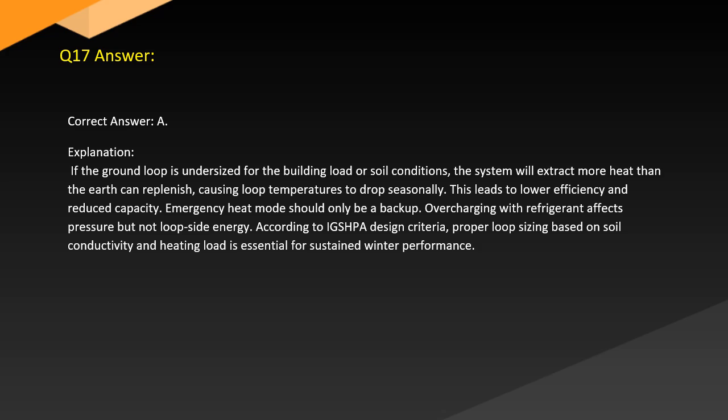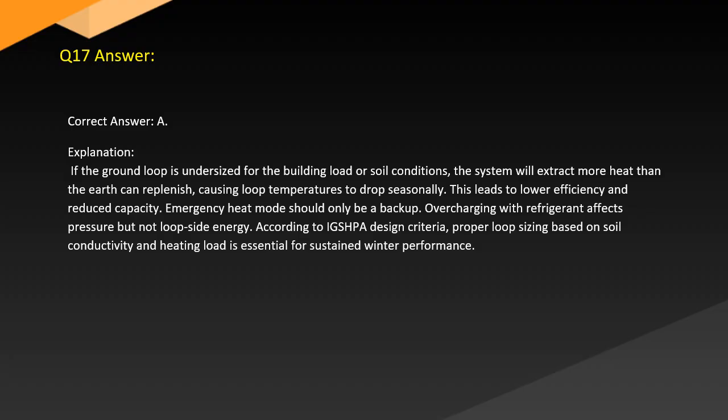Answer. Correct answer: A. Explanation. If the ground loop is undersized for the building load or soil conditions, the system will extract more heat than the earth can replenish, causing loop temperatures to drop seasonally. This leads to lower efficiency and reduced capacity. Emergency heat mode should only be a backup. Overcharging with refrigerant affects pressure but not loop side energy. According to HVACR design criteria, proper loop sizing based on soil conductivity and heating load is essential for sustained winter performance.